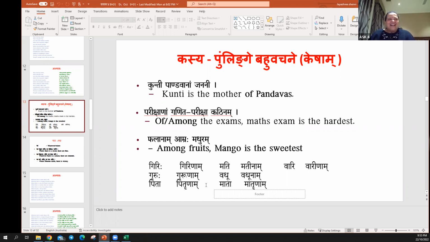Pitrunam. Will you be able to say pitrunam? Among fathers. Pitrunam, you can frame a sentence. I would say among fathers, my father is the best. Yes, I want to say that.